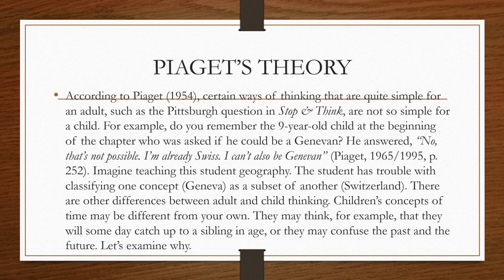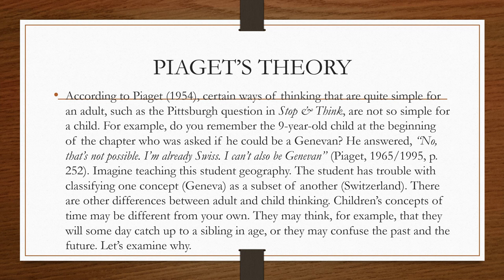Just imagine, the example tells you that a kid who is very young, just 9 years old, cannot answer this question of whether he is a Genevan or a Swiss, because he knows that he is Swiss, as Swiss is his nationality. He cannot rephrase it or perceive that he is also a Genevan. So he said, no, I cannot be Genevan.